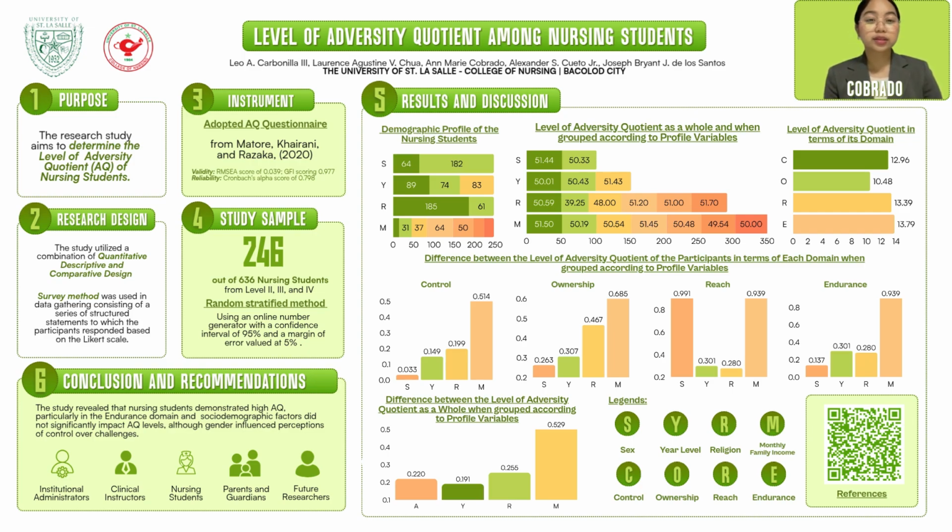Moving on, AQ scores remain consistently high across all year levels, with the fourth year scoring slightly higher than others. Older nursing students tend to be more resilient due to their life experiences and develop coping mechanisms, in which they frequently exhibit superior stress management skills than younger students, who may struggle more with the transition from high school to a demanding nursing program.